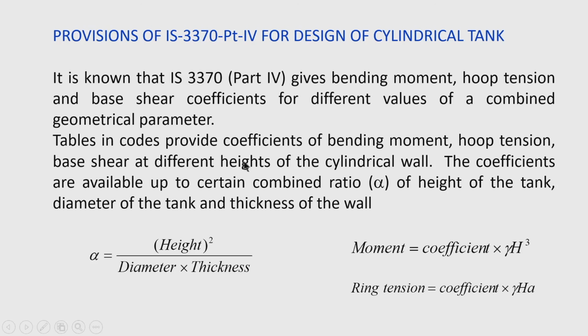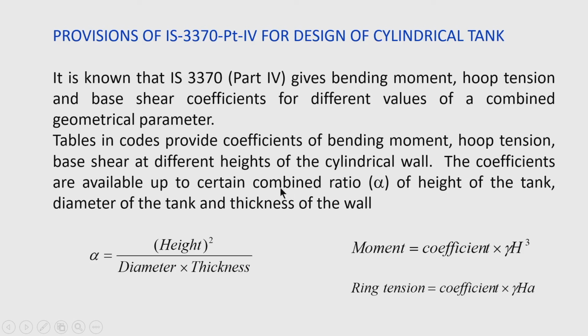In this code, the bending moment, hoop tension and base shear coefficients for different values of a combined geometrical parameter are given. The tables in the code provide coefficients for bending moment, hoop tension and base shear at different heights of the cylindrical shell. Base shear, of course, is at the base, and the other quantities you can obtain at different heights. The coefficients are available up to a certain combined ratio of height of the tank, diameter of the tank and thickness of the tank wall. This is actually the limitation of this code.